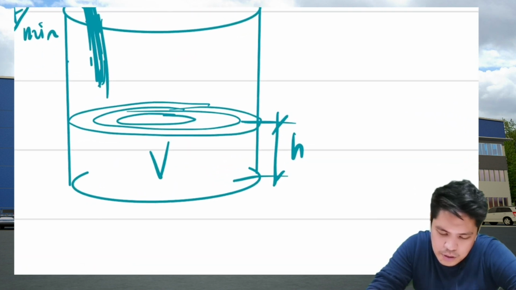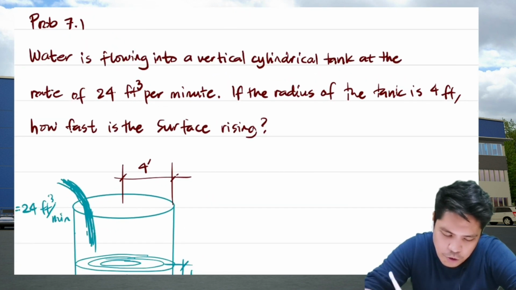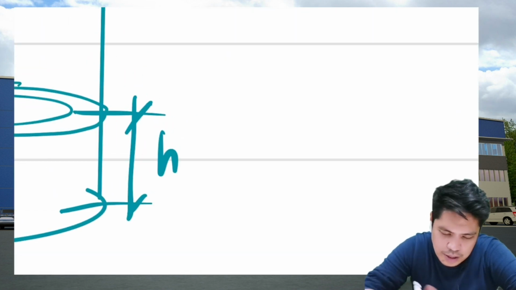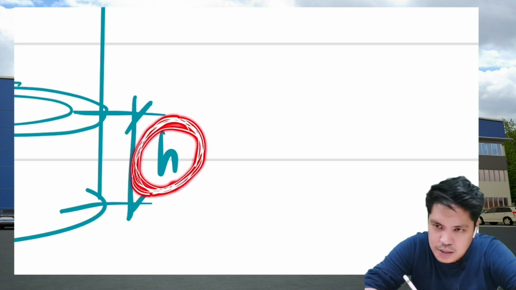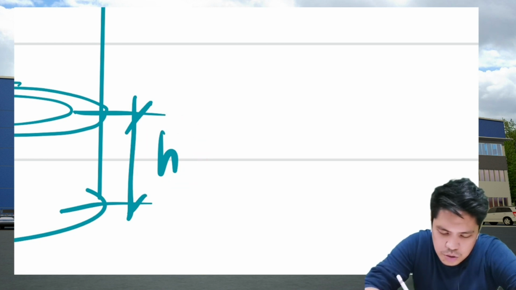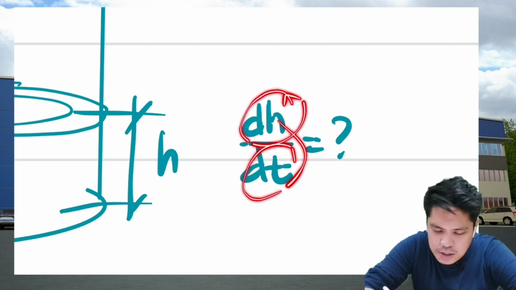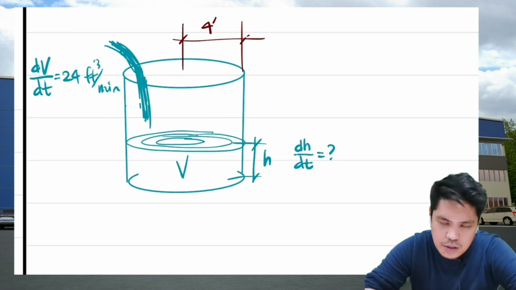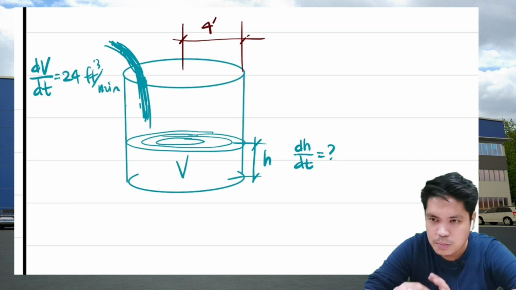The problem asks, how fast is the surface rising? So what we are trying to get is the rate of change of the height of the water inside the tank with respect to time. Basically, we are trying to solve for dh over dt, the change in the height with respect to time. Now, looking at the figure, how do we link the variables and the constants?